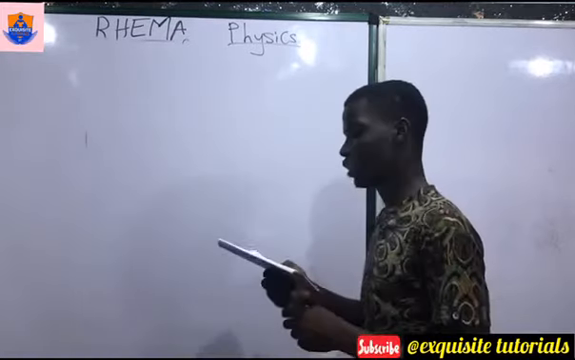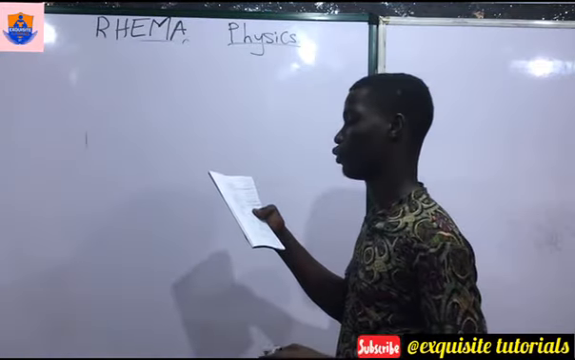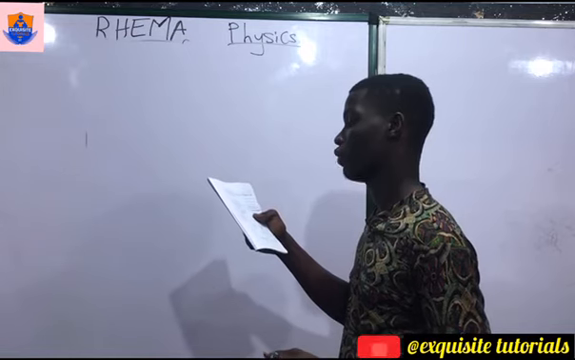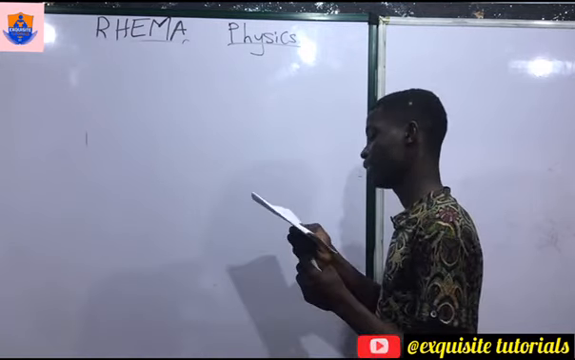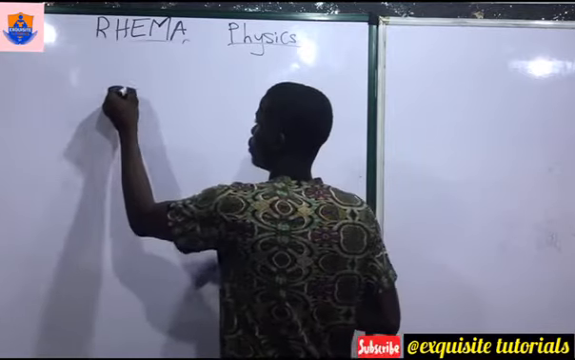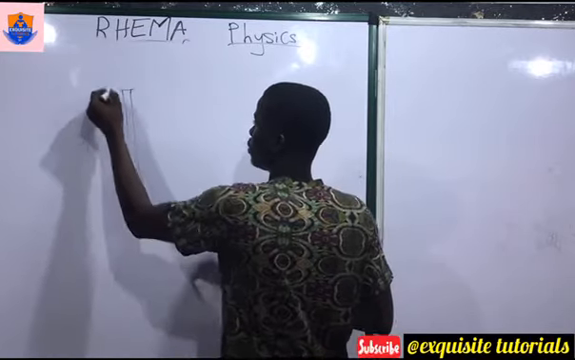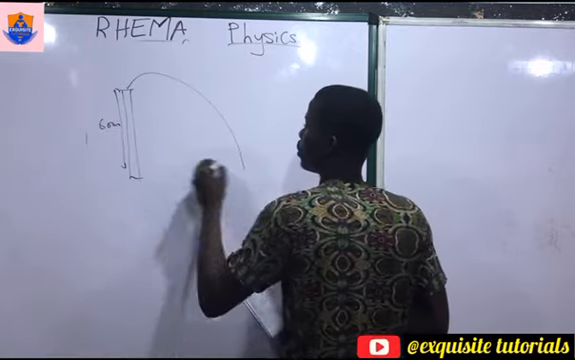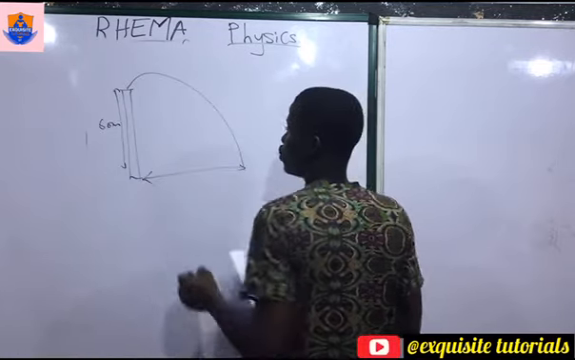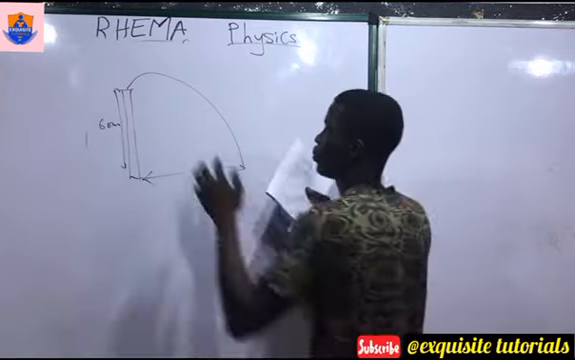Now for the first one, they say an object is fired from the top of a building, from the top of a 60-meter object. Okay, this is it. The height of the object is 60 meters. So it's being fired from the top.